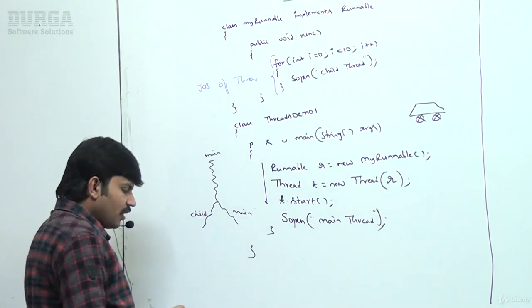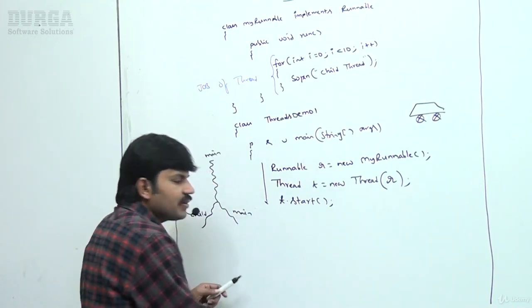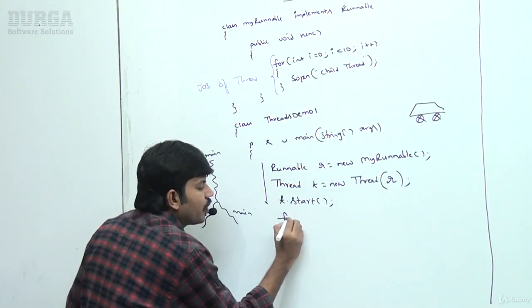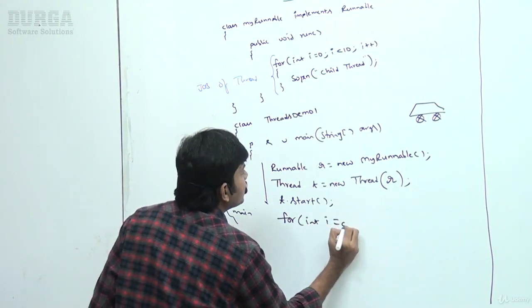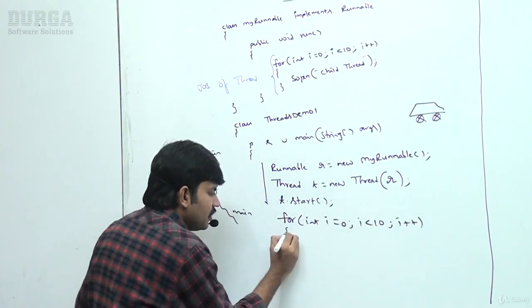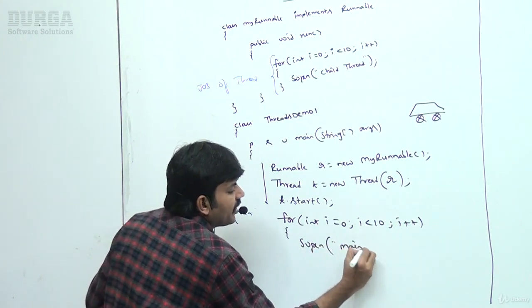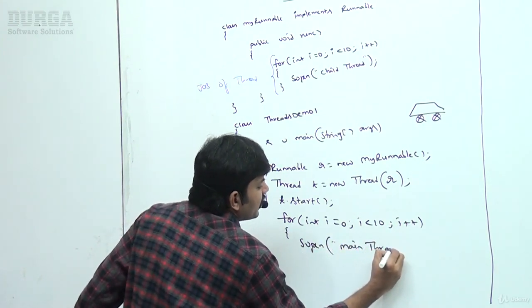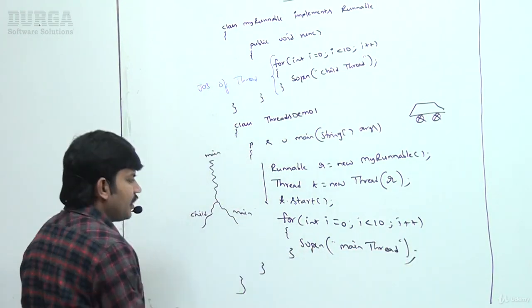Now, instead of one time, let me write main thread also some 10 times. For int i equals 0, i less than 10, i plus plus, System.out.println. Here I am taking "main thread". End of the main, end of the class.